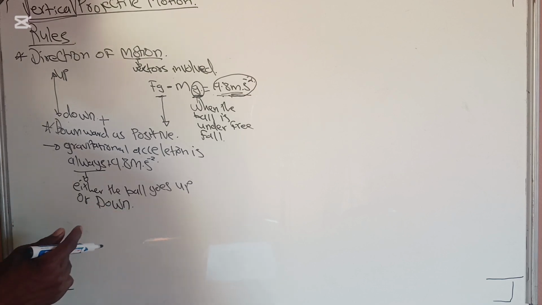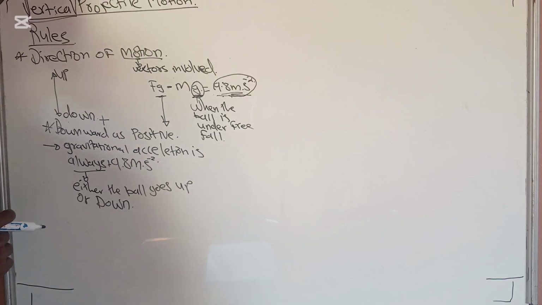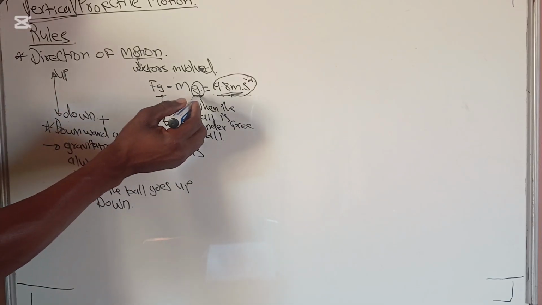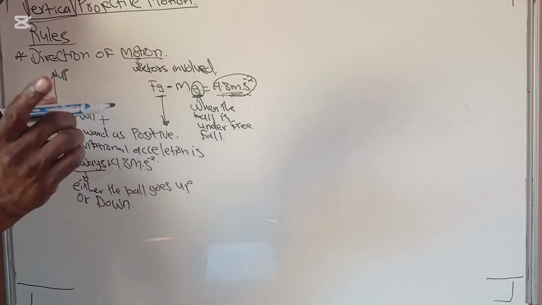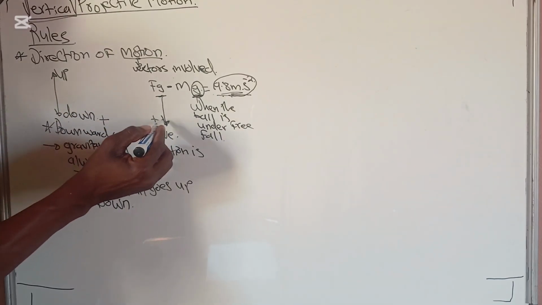So as long as downward is positive, then your acceleration is positive, whether the ball is going up or coming down. Your acceleration will always be positive. Why? Because gravity is always pulling downwards, and you said that downward is positive.